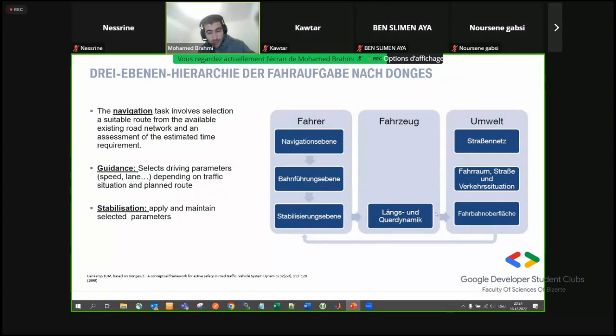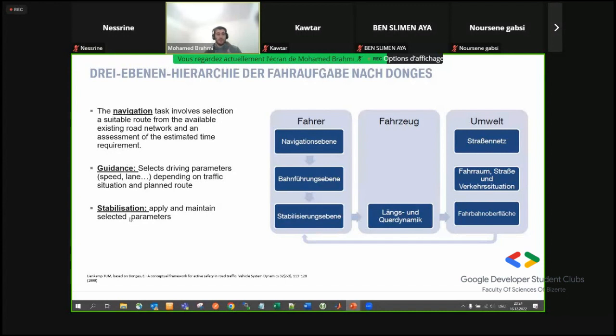Let me also give you this definition, which is also important in the context of switching from advanced driver assistance systems to automated driving. So there is a famous professor in Germany who divided the driving task into 3 subtasks.